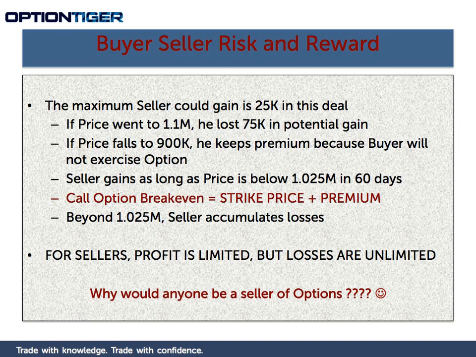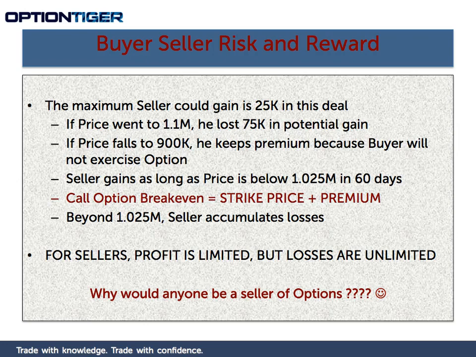And we just saw that the call option break even is the strike price plus the premium for both the buyer as well as the seller. And beyond $1,025,000, the seller starts accumulating losses. So from a seller's standpoint, his profit is limited, but the losses are unlimited.